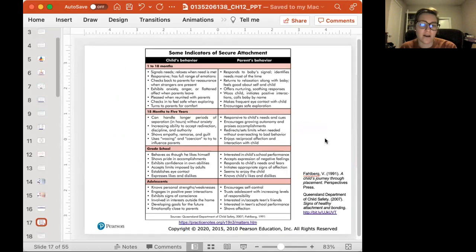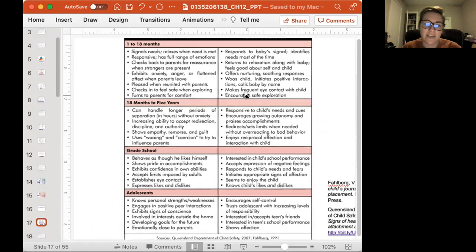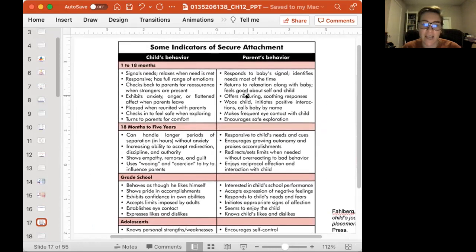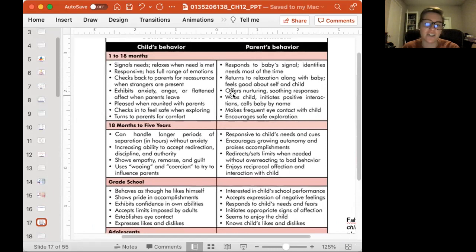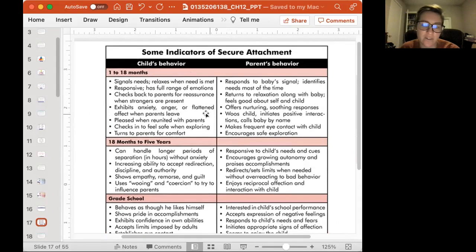Okay, so final image on attachment for this slideshow. Some indicators of secure attachment, looking at a child's behavior at different points in their life versus the parent at those same time points. A secure child for 1 to 18 months signals their needs and relaxes when their needs are met. They're responsive, have a full range of emotions, and check back to parents for reassurance when strangers are present. They exhibit anxiety, anger, or flattened affect when parents leave. They're pleased when reunited with their parent, and they check in to feel safe when exploring, as well as turn to parents for comfort.